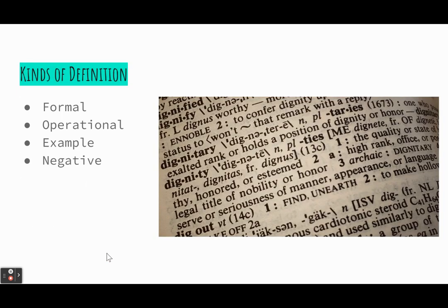There are a lot of kinds of definition. There are these four that I've got in the first slide. The formal definition is that dictionary definition that we have here. Operational, we'll get to in the next slide. You can define by example. You can also offer negative definitions. And we're going to add to this list a little bit later in the presentation as well.